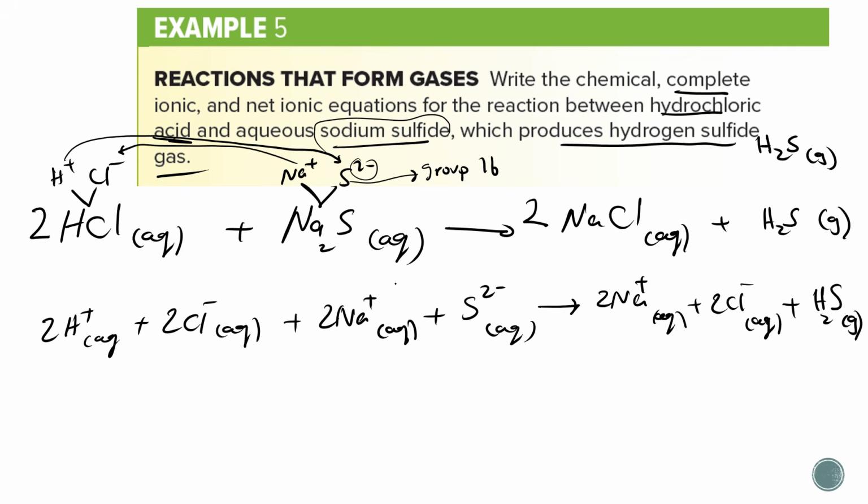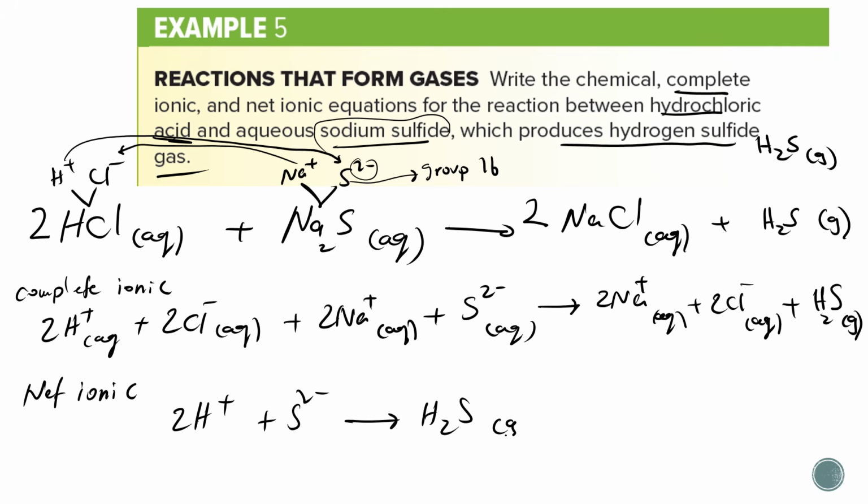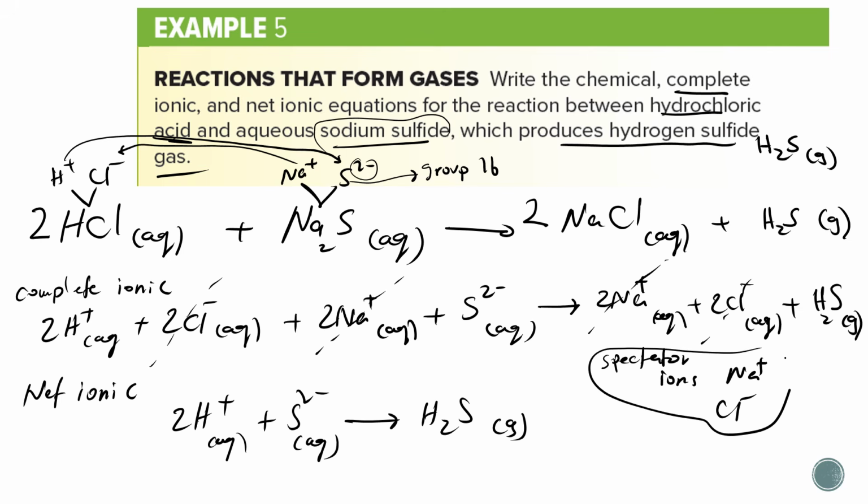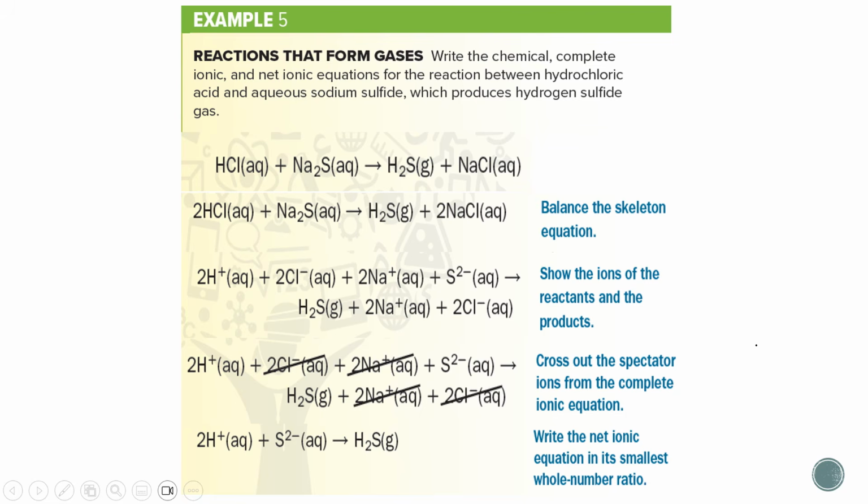Now if we remove the... this is the complete ionic equation. If we want to write the net ionic, it's going to be 2H+ + S2- gives me H2S gas. Why? Because we remove the spectator ions. So the spectator ions are Na+ and Cl-. Alright? And this is what you see here.